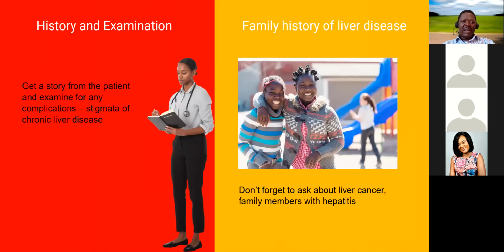You take a history and examination. You look at the most important things. When you're examining the patient, you're looking at evidence of chronic liver disease. We call them stigmata of chronic liver disease. I will show some of the pictures here for those who want to learn more. Take a history or family history of liver disease. That is important as it's one of the factors that you need to make a decision about treatment.